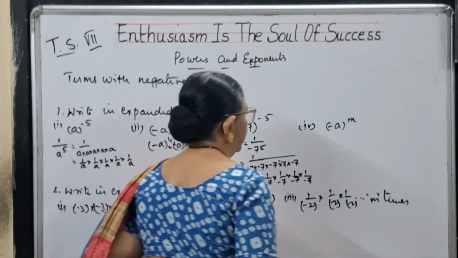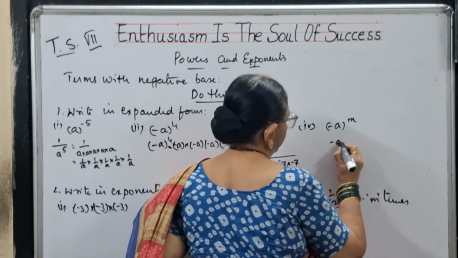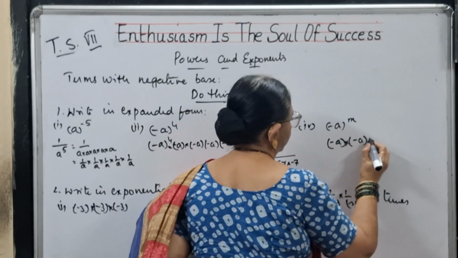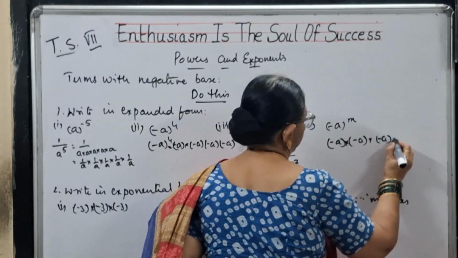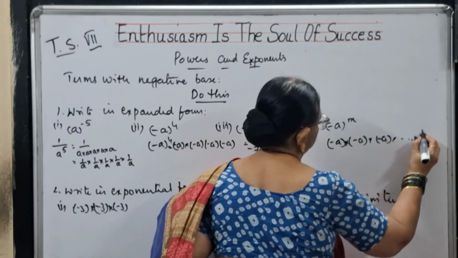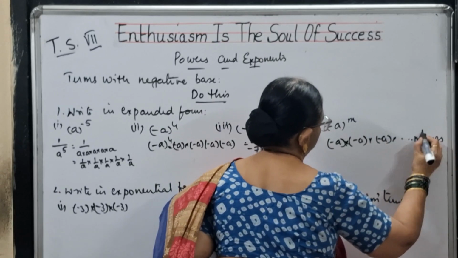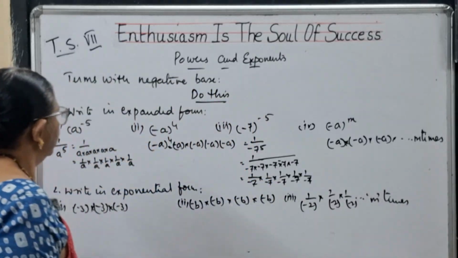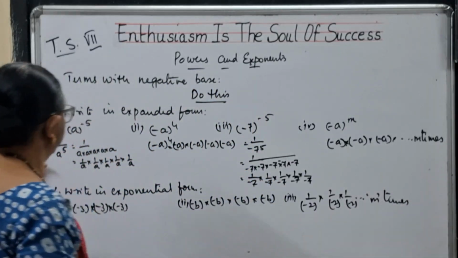Expansion form. Minus a to the power of m. Minus a into minus a into minus a and so on up to m times. We don't know the number m. So these are the expanded forms of the first one.